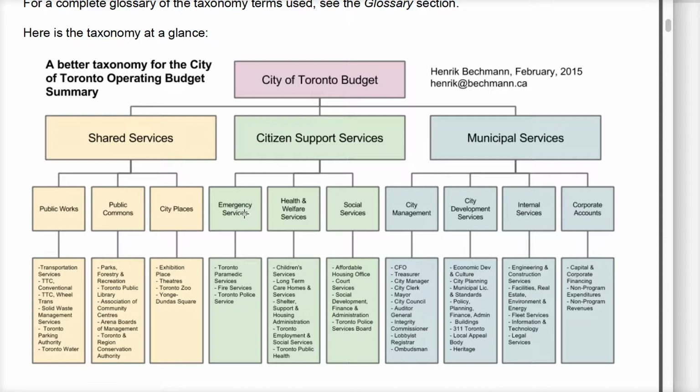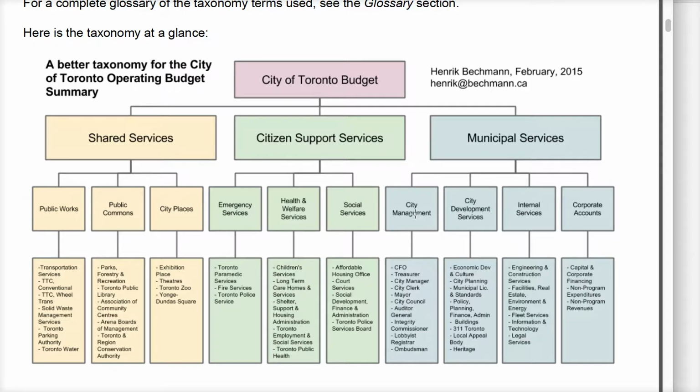Citizen support services break down into emergency services, health and welfare services, and social services. The social services are more offices for consultation and management in some cases: Toronto Police Services Board, for example, social development, finance and administration, affordable housing offices, court services. Those are relatively small items. The health and welfare services are more substantial: children's services, long-term care, essentially housing and financial support, Toronto Employment and Social Services, and Toronto Public Health is in there. And then, of course, the well-known emergency services.